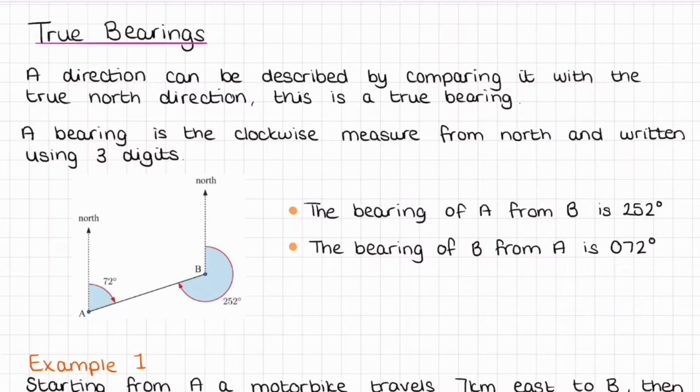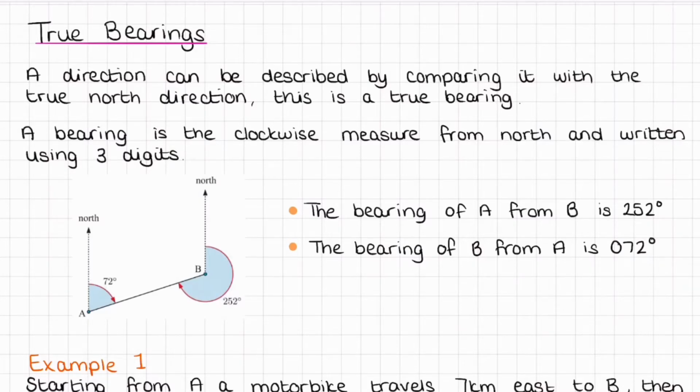So a bearing is the clockwise measure from the north and written using 3 digits. So a little diagram there. The bearing of A from B is 252 degrees. So when it says the bearing of A from B, it means we're measuring the angle at B from north all the way around to the line that joins B to A. And you'll see that's 252, and it always goes clockwise round.